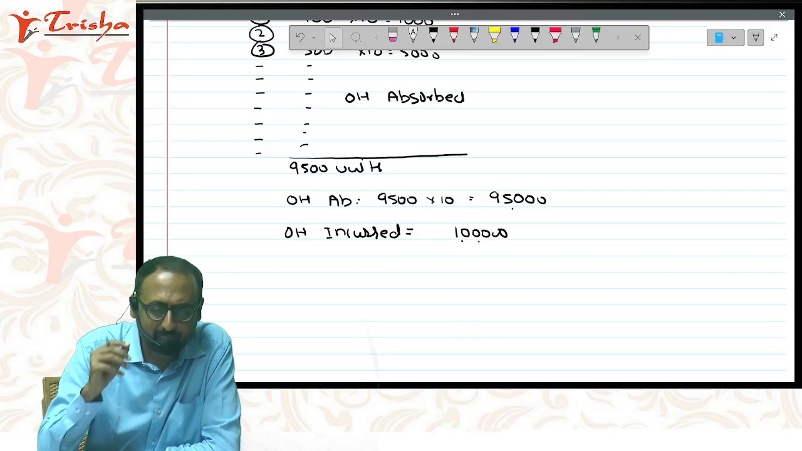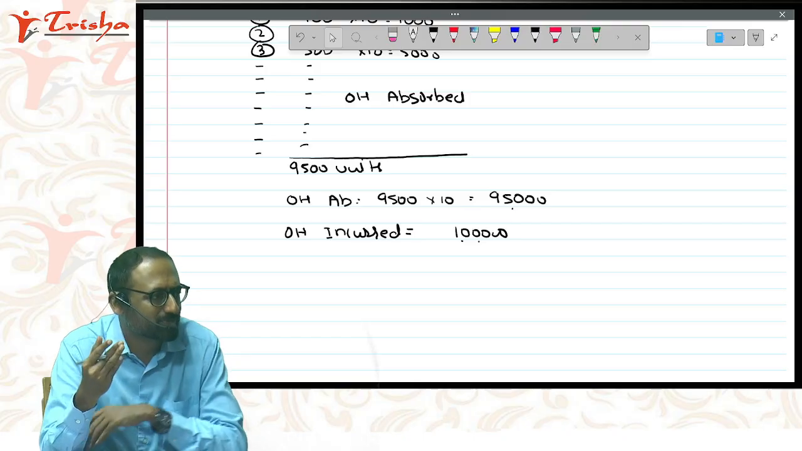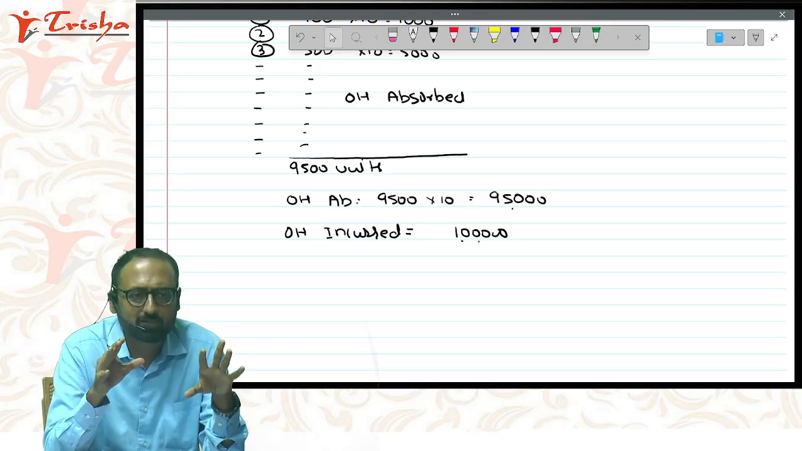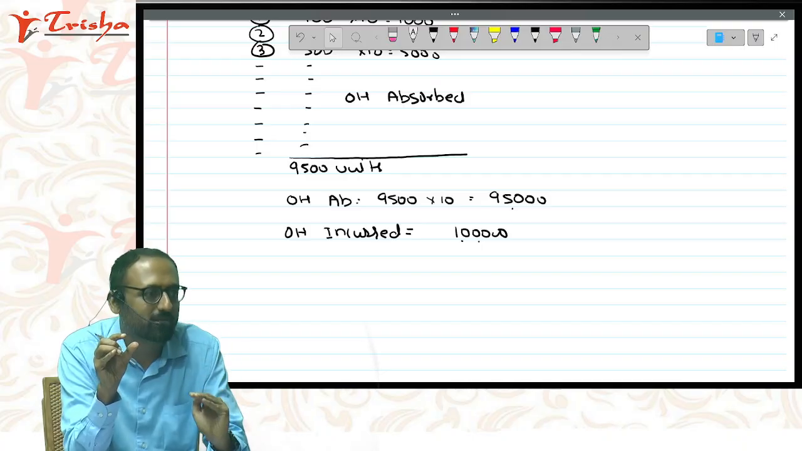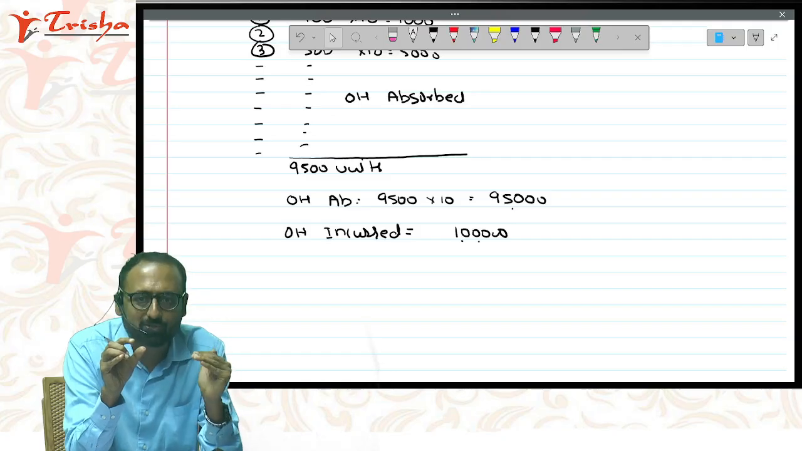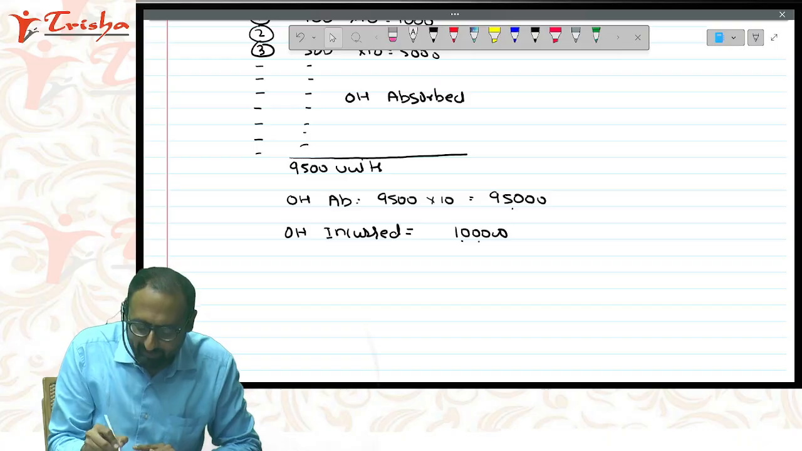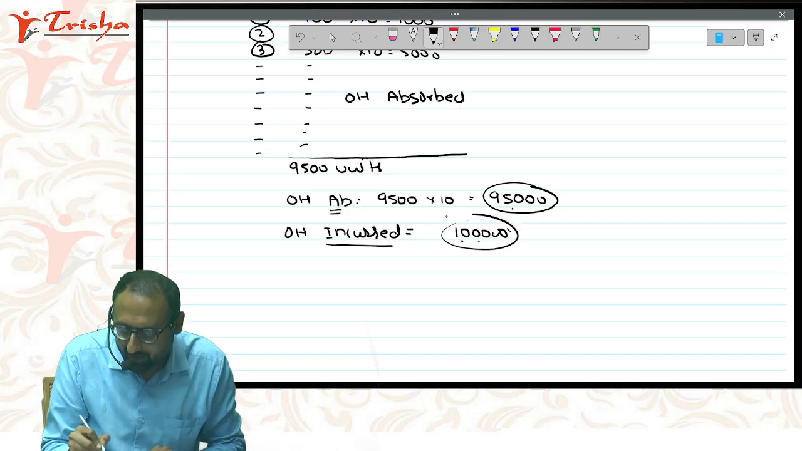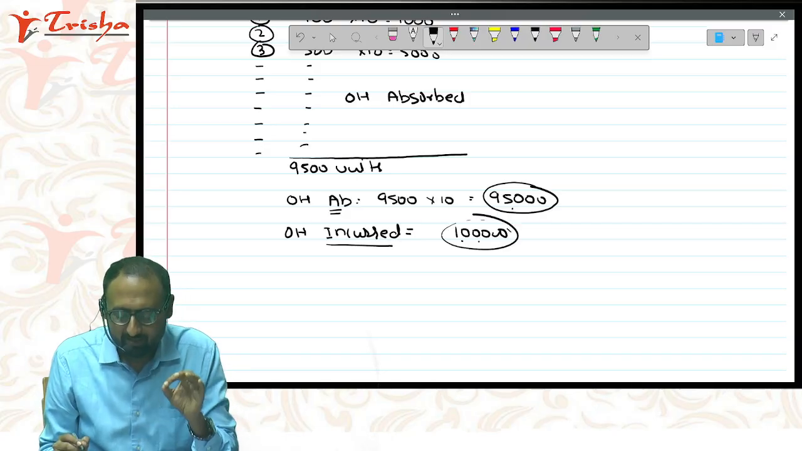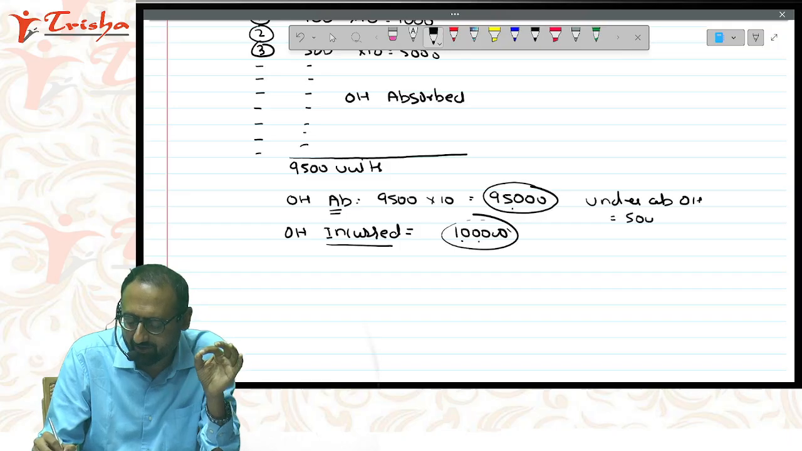Now please tell me whether there is an under absorption of overhead or an over absorption of overhead. Don't mug up the concept. Just focus on the wording. Under absorption means absorption is less. Over absorption means absorption is more. So check, Sirji. Overhead absorbed is 95,000. Overhead incurred is 1 lakh. So you can check that this is a perfect situation of under absorption of overhead. Correct? Yes, sir. How much is the under absorption, guys? Is it 5,000?